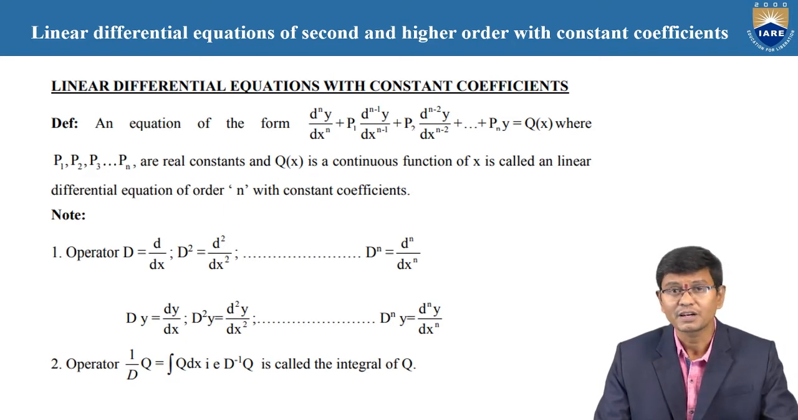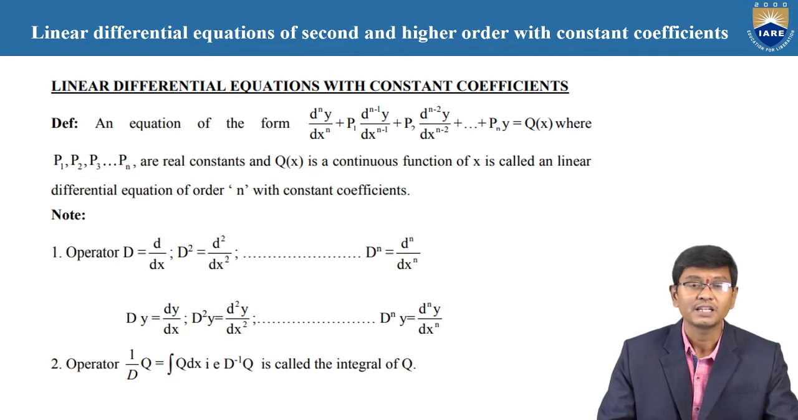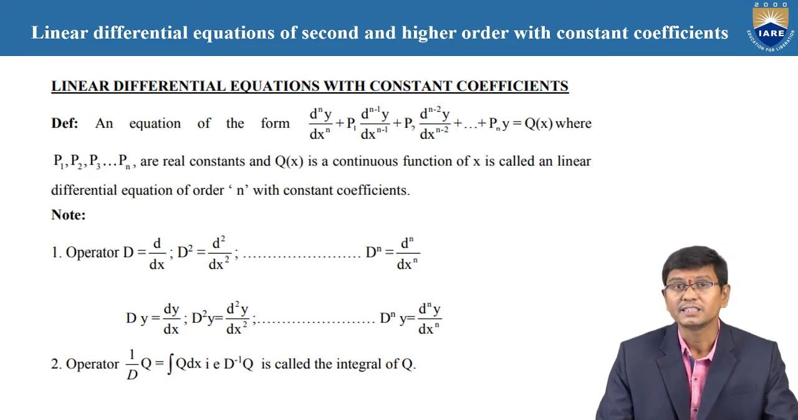Here we take D = d/dx and D^2 = d^2/dx^2, and so on up to D^n = d^n/dx^n. If it is a multiplication, D y = dy/dx, D^2 y = d^2y/dx^2, and so on up to D^n y = d^n y/dx^n. Where the operator is considered, 1/D of q is the integration of q dx. That is, D is a differential operator and D inverse is nothing but integration.